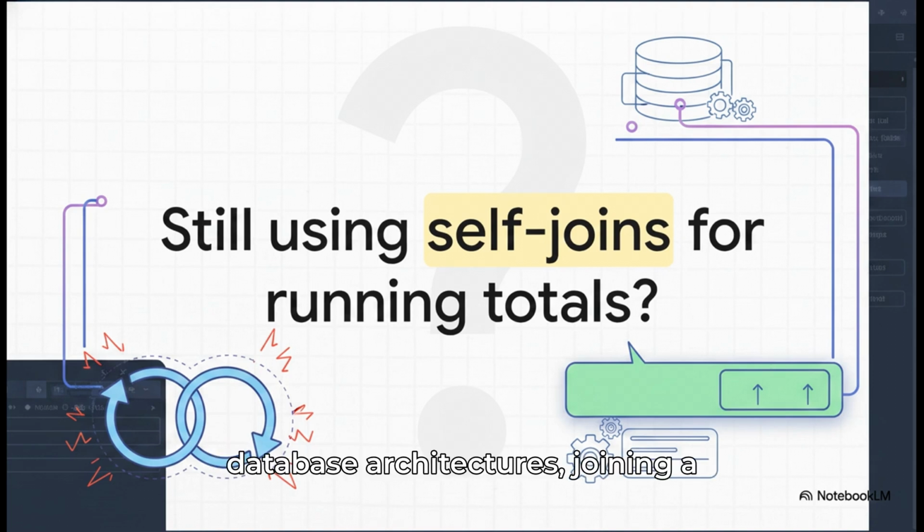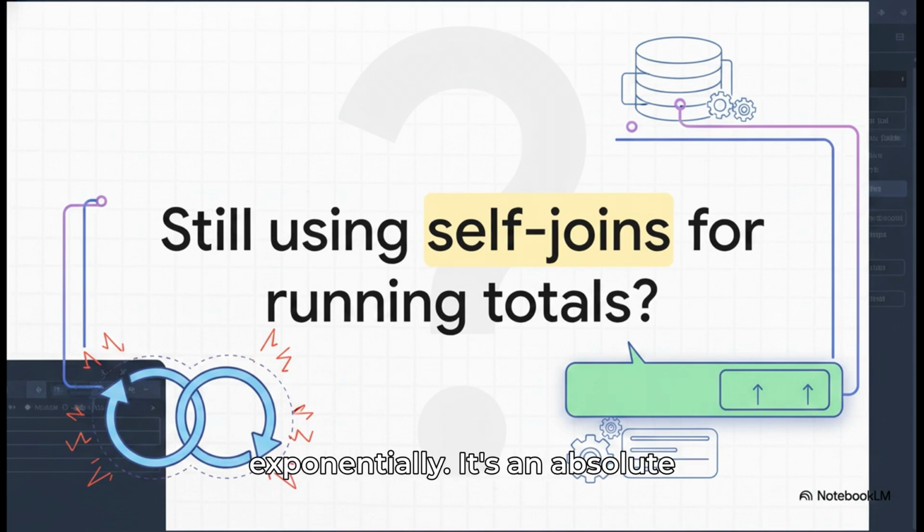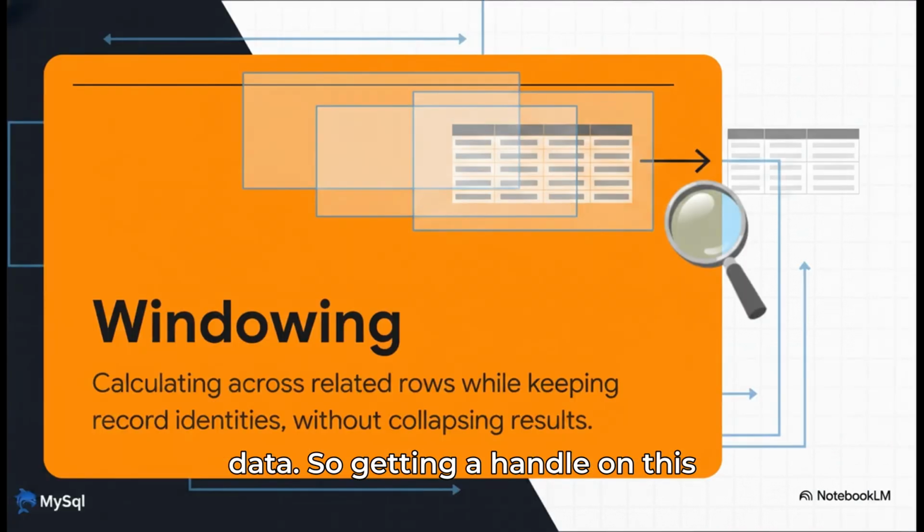In legacy database architectures, joining a table to itself to calculate a cumulative sum means you're dealing with quadratic time complexity. And as your dataset grows, your query performance degrades exponentially. It's an absolute performance killer on large-scale data. So getting a handle on this basic definition is absolutely crucial.